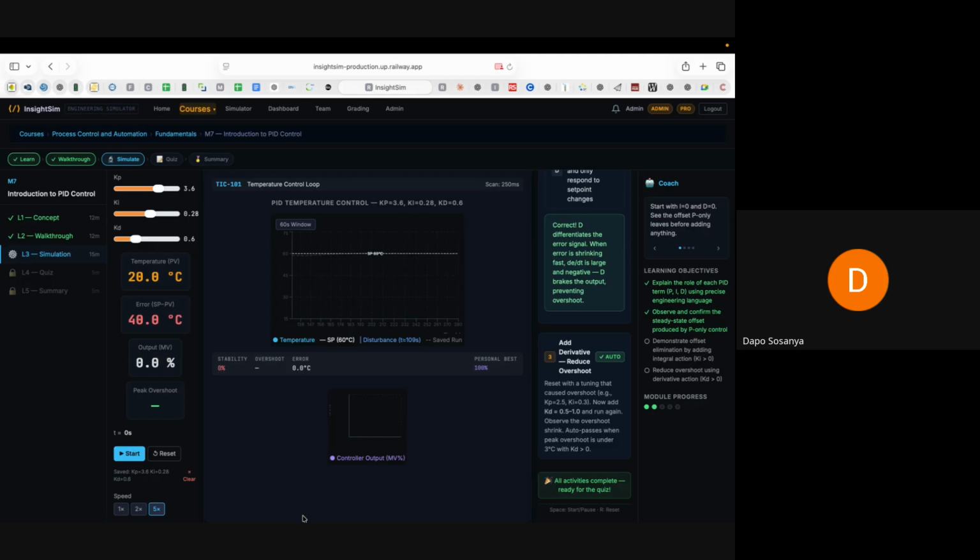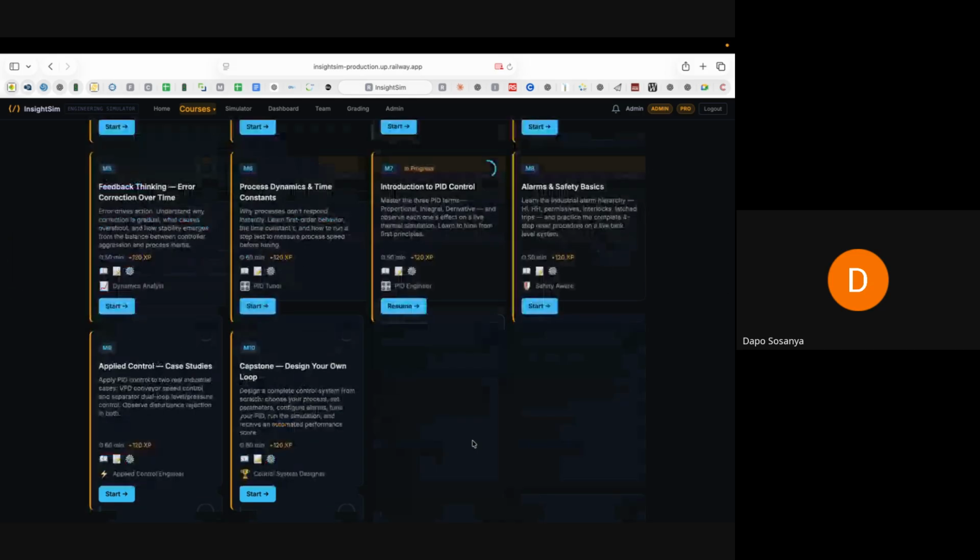So next week we will continue. We will start from here. I'll do a review of this. We'll finish this module and then get onto the alarms and safety basics, where we'll talk about the alarm hierarchy, the I alarm, the II alarm. We'll talk about permissives, interlocks, latched trips, and then practice the complete post-trip reset procedure on a live tank level.